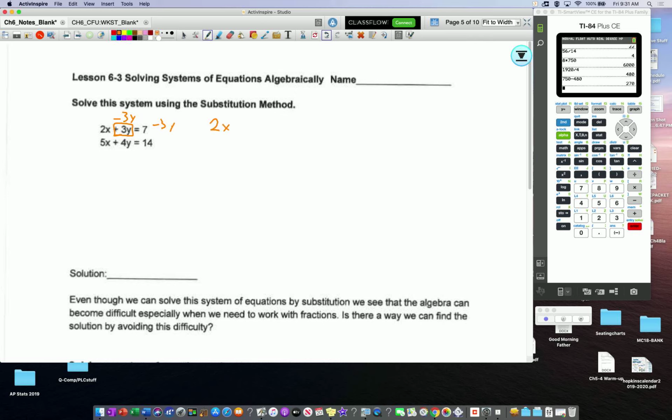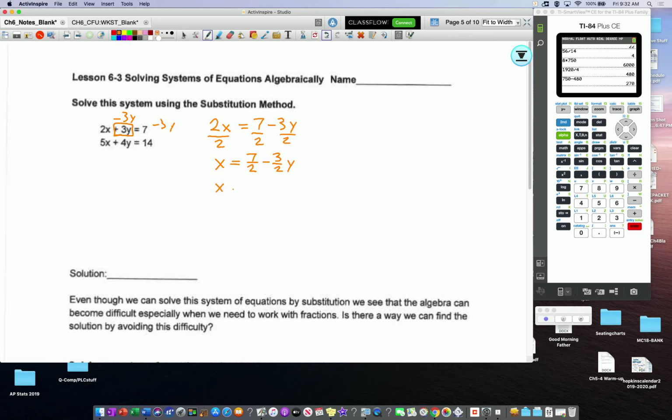So I get 2x equals 7 minus 3y. Divide both sides by 2, so that means I divide everything by 2. When I do that, I have x equals, look at this, 7 halves minus 3 halves y. Ugh. Now I know it's just like, oh my goodness, I have fractions. Great, I got to deal with fractions.